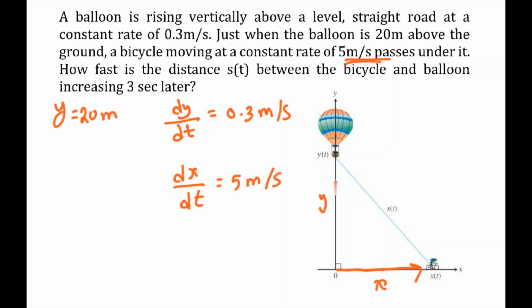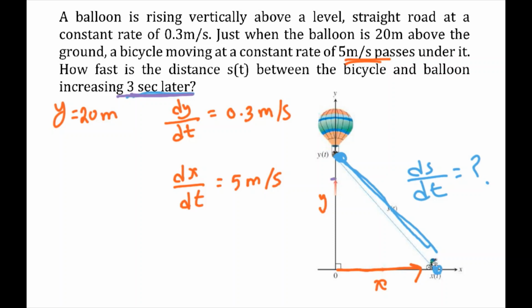Passing under it, how fast is the distance between the bicycle and the balloon increasing 3 seconds later? So I want to know how fast. So I need to find ds over dt. After 3 seconds, what happened basically?